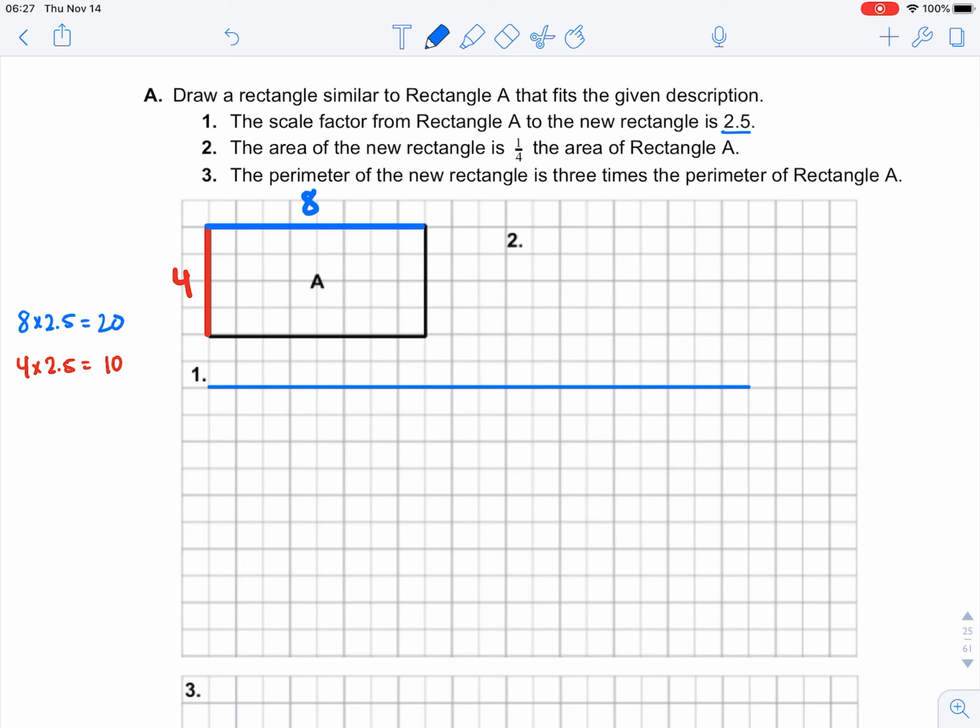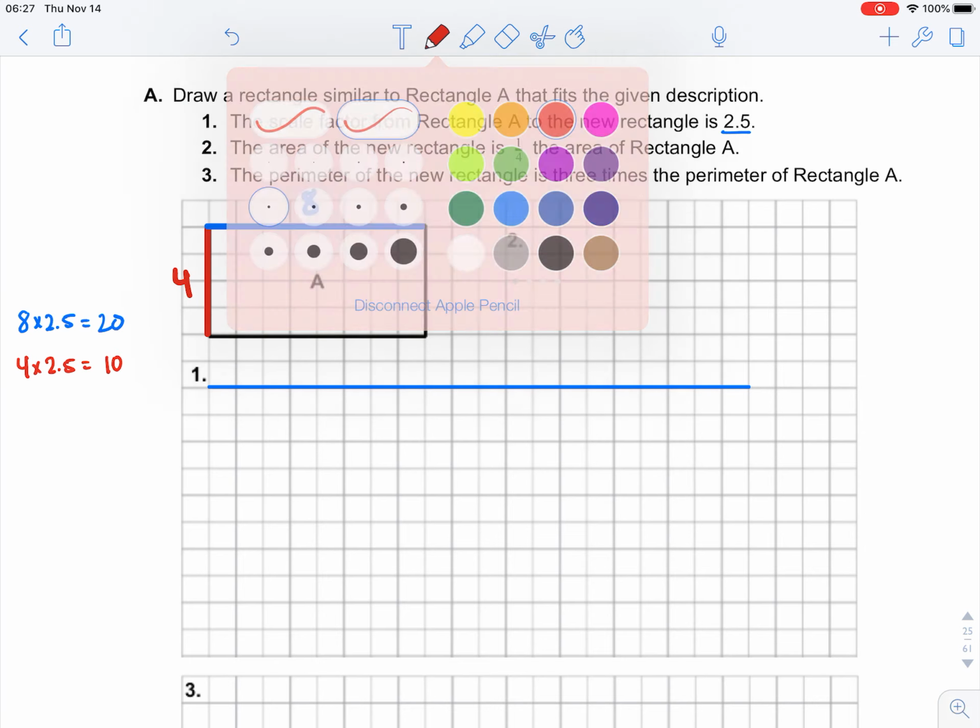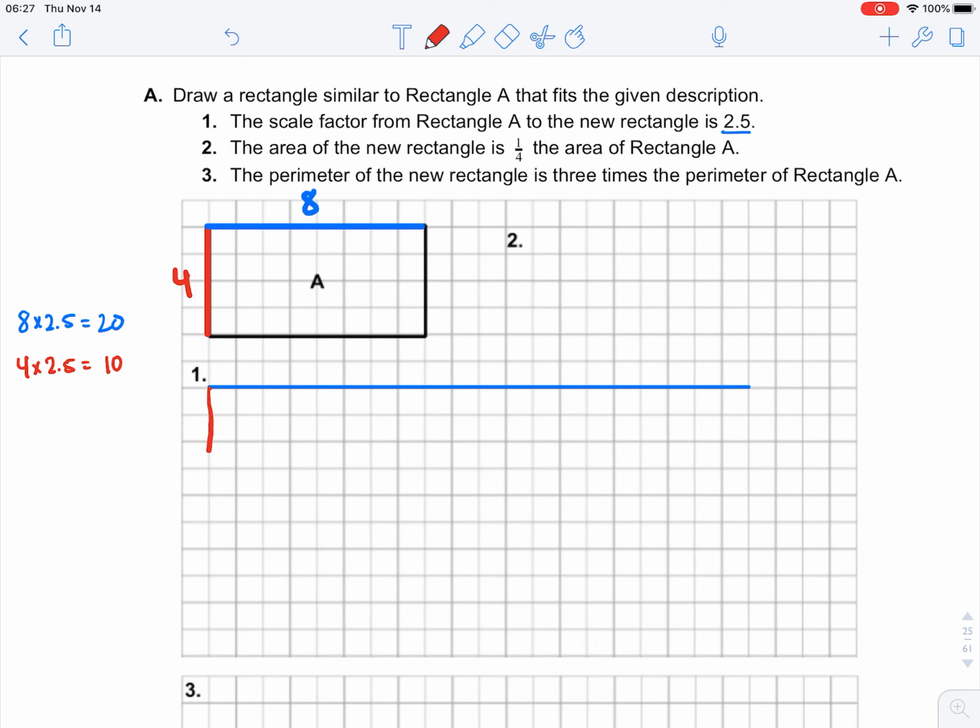Okay, there's my long side. And then my short side is 10. 1, 2, 3, 4, 5, 6, 7, 8, 9, 10. Way to the bottom. And the other side, because it's a rectangle, should be the same. And my long side here is 20. I'm going to mark this here, 20, and this side here as 10. All right.